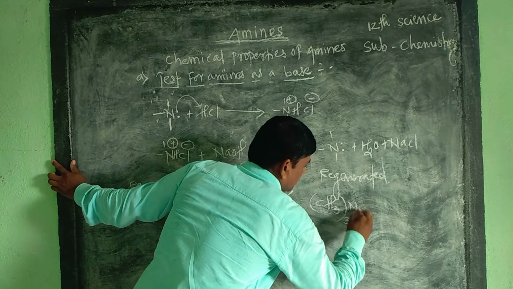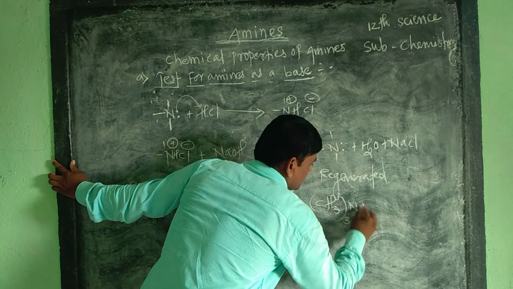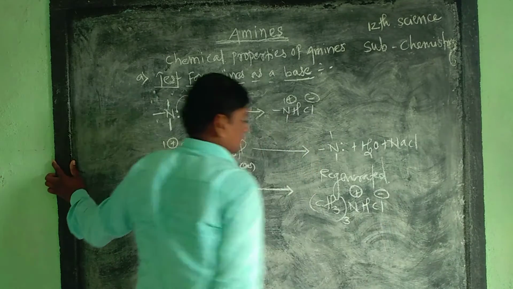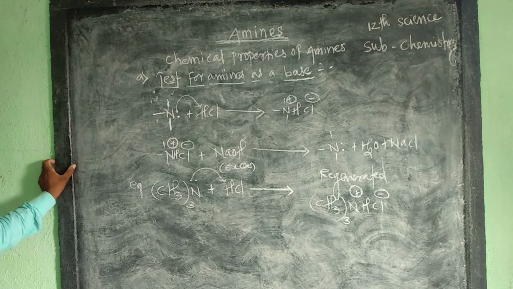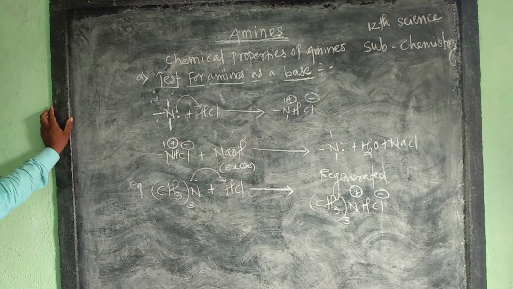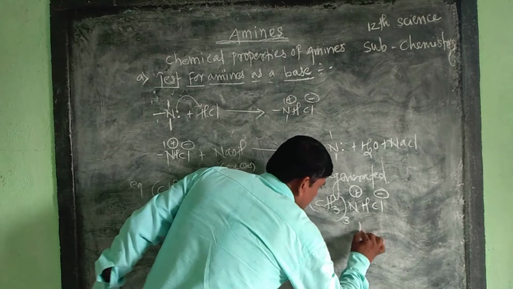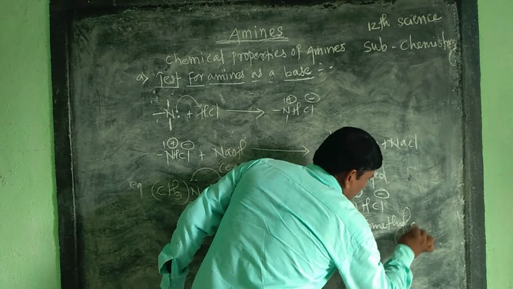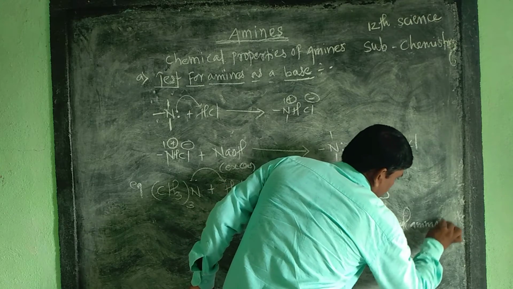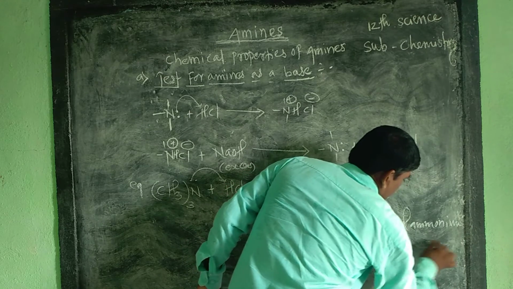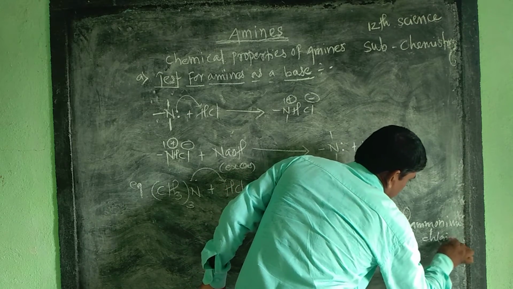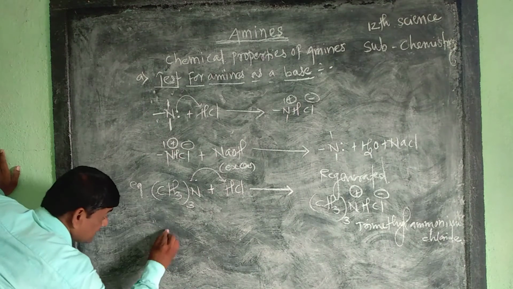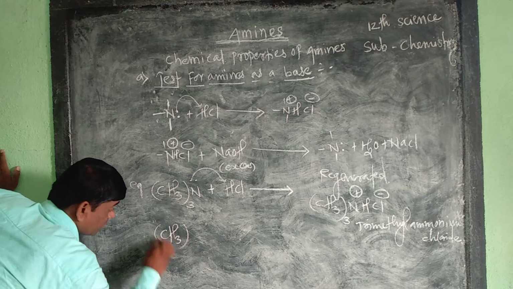Tertiary, then nitrogen is there, with these hydrogens. This is known as trimethyl ammonium chloride. Trimethyl ammonium chloride.